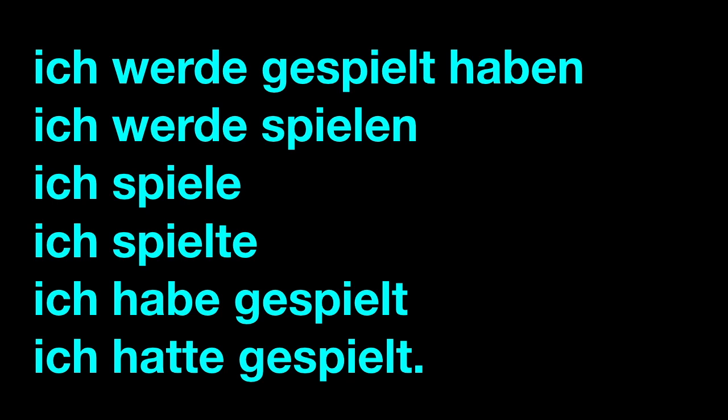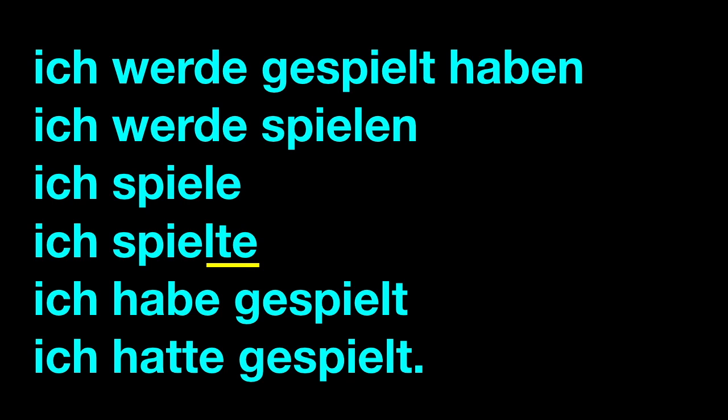Another verb, ich werde gespielt haben, I will have played. Ich werde spielen, I will play. Ich spiele, ich spielte, I played. Ich habe gespielt, ich hatte gespielt. I have played and I had played. Notice the TE on spielte. It's a regular verb in the preterit form, the simple past.